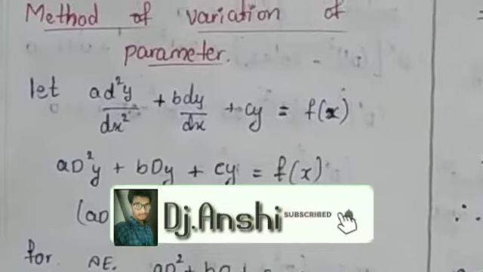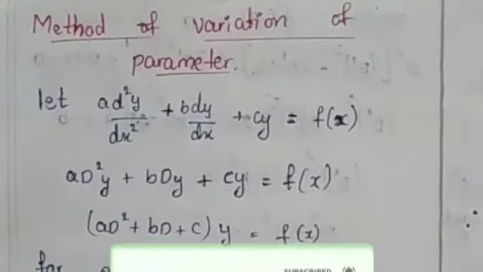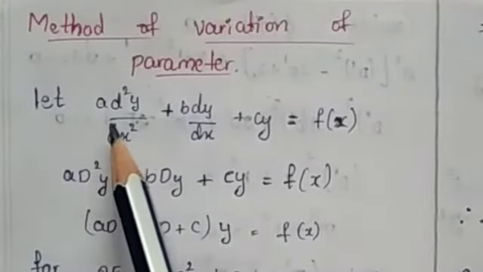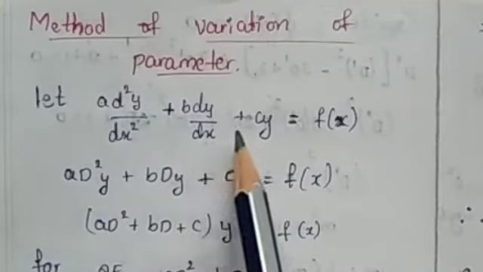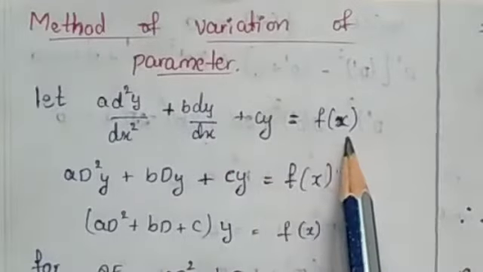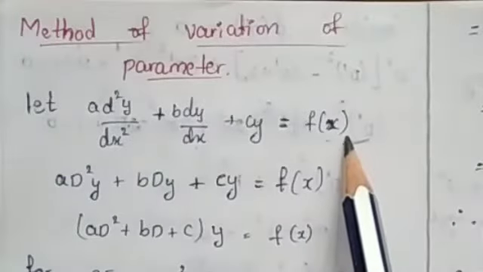Today we are going to discuss the concept of the method of variation of parameters. In this case, let a d square y by dx square plus b dy by dx plus cy equal f of x. This is the differential equation.